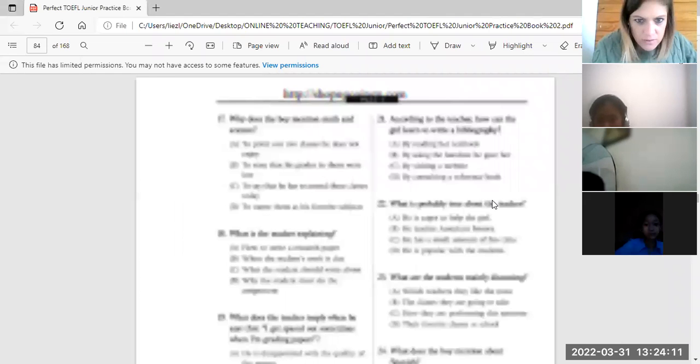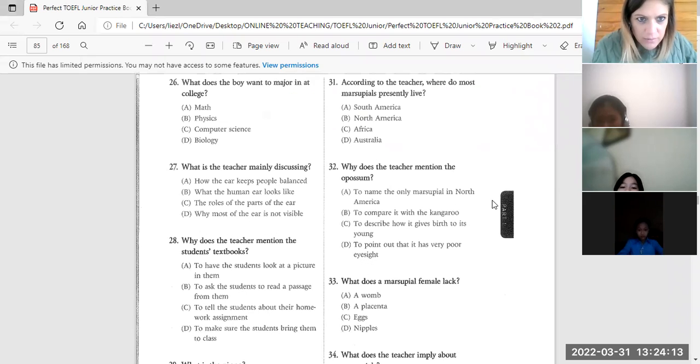Try this one now. I'm going to start with number 26 and then we'll move down. We'll come back up to number 5. Okay, let's just go down to 26 here.